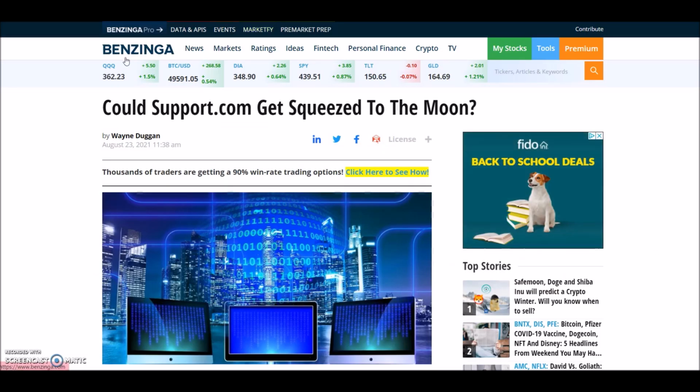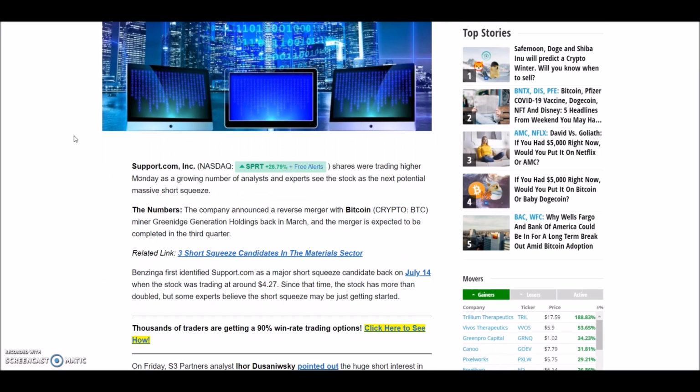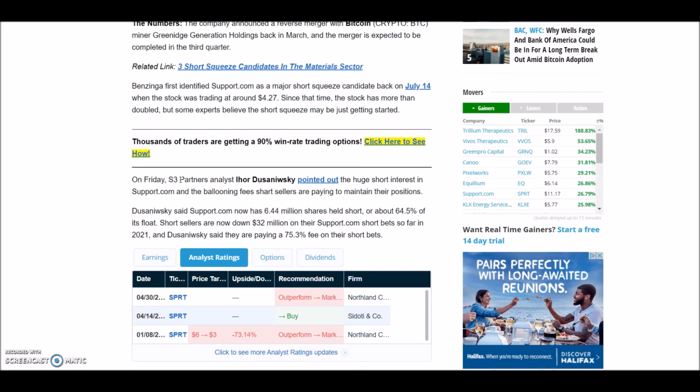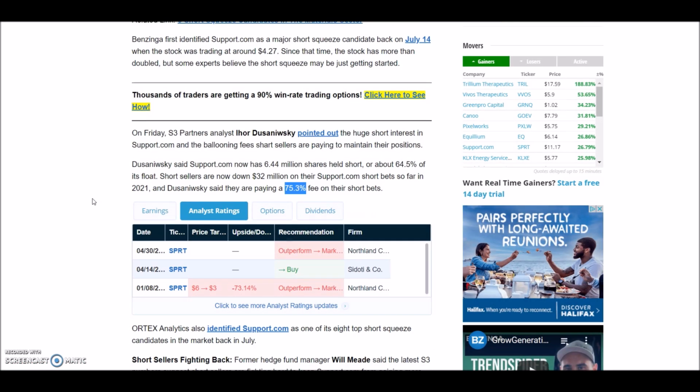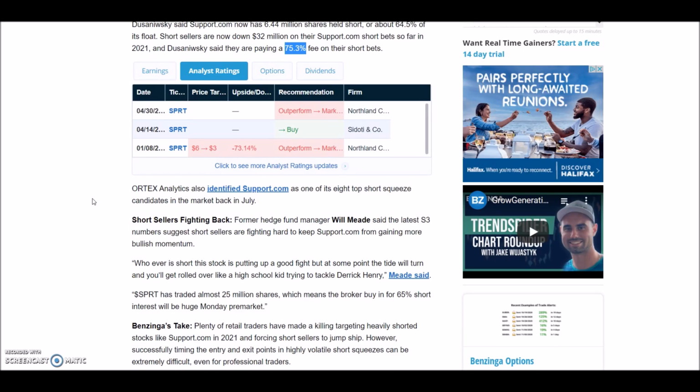Let's look at a report on Benzinga that came this morning, asking whether Support.com could get squeezed to the moon. It talks about so many things. The same thing I mentioned, that about 64.5% of the float is shorted. Short sellers are now down 32 million on their SPRT short bets so far in 2021, and they are also paying a 75.3% fee. In my last video I showed you around 80%, so 75%. If you're shorting it, you are paying 75% interest. That's a lot. So the longer they hold, the more interest they have to pay.